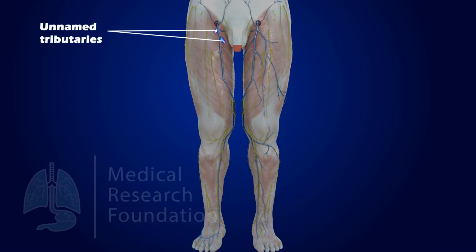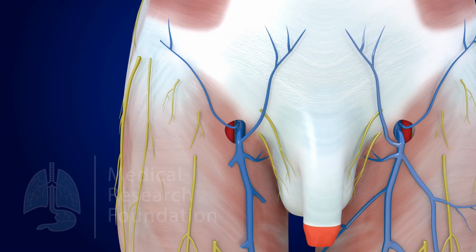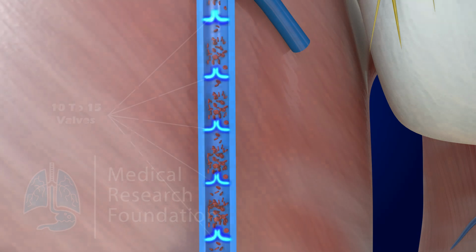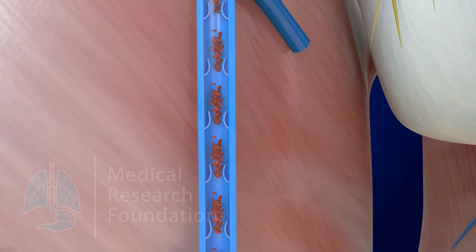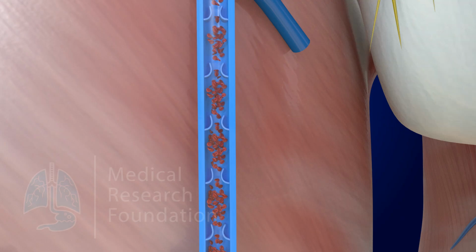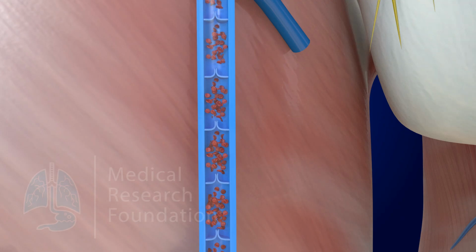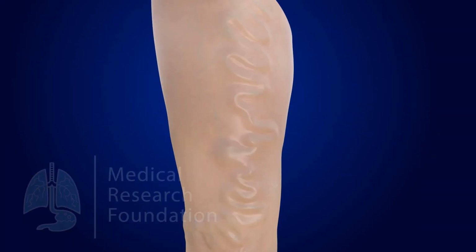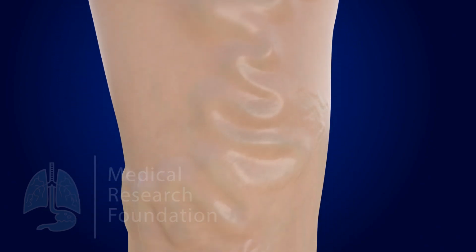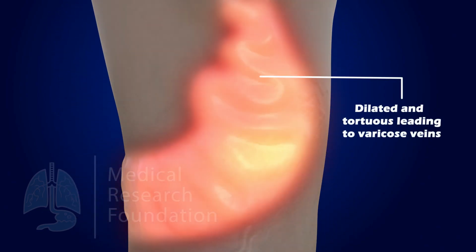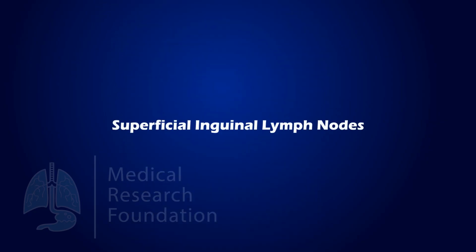Also, many unnamed tributaries. It contains about 10 to 15 valves, which prevent backflow of the venous blood, which tends to occur because of gravity. Incompetence of these valves makes the vein dilated and tortuous, leading to varicose veins.